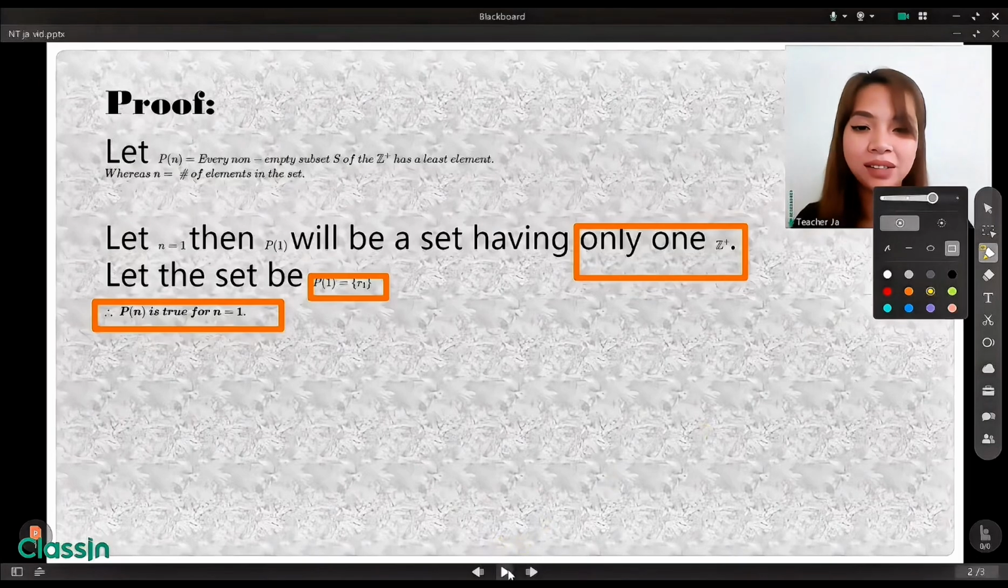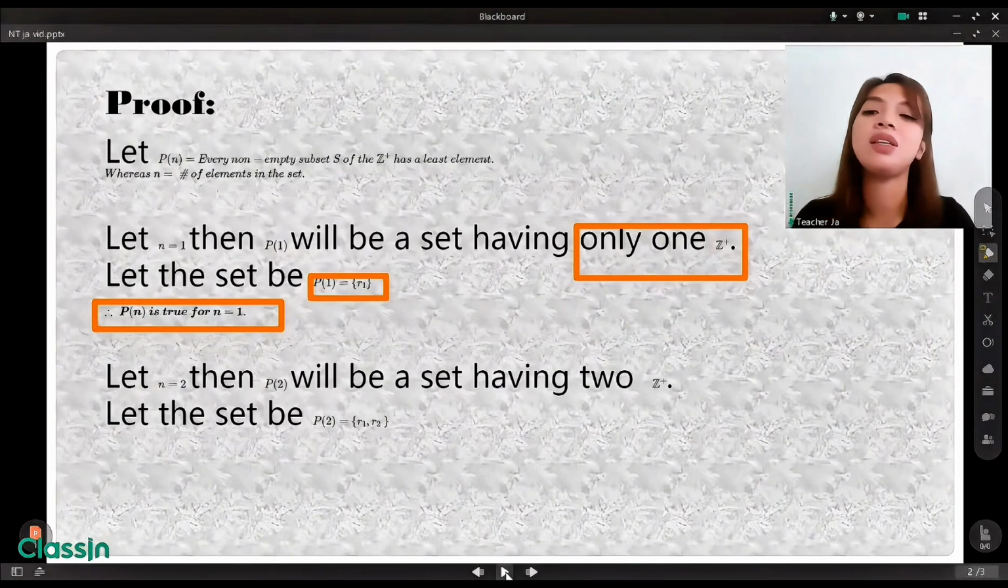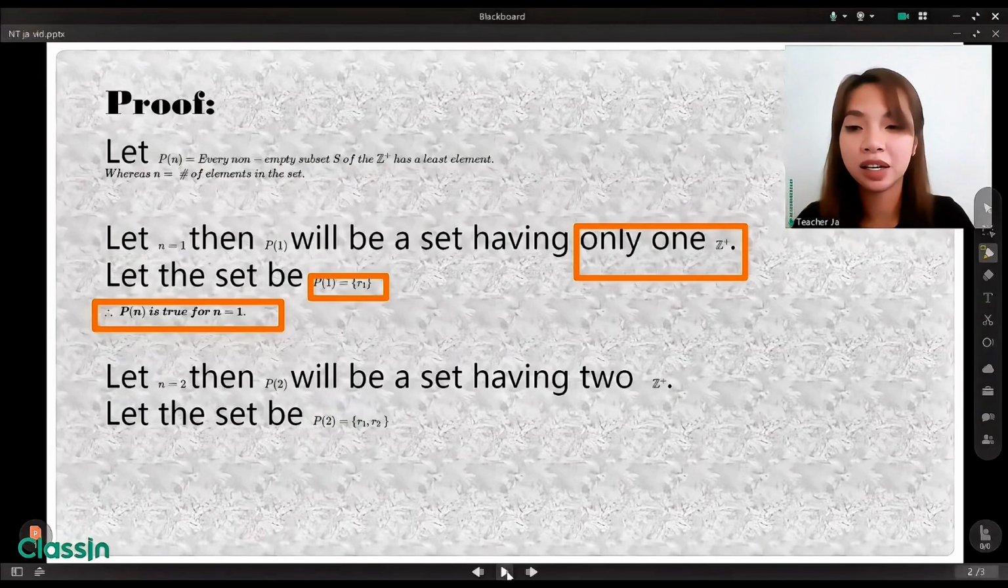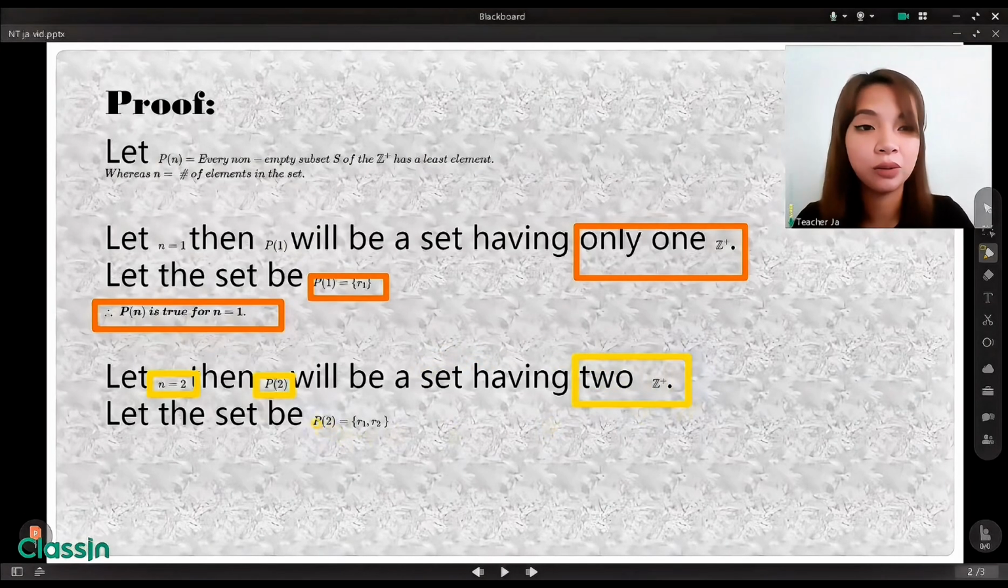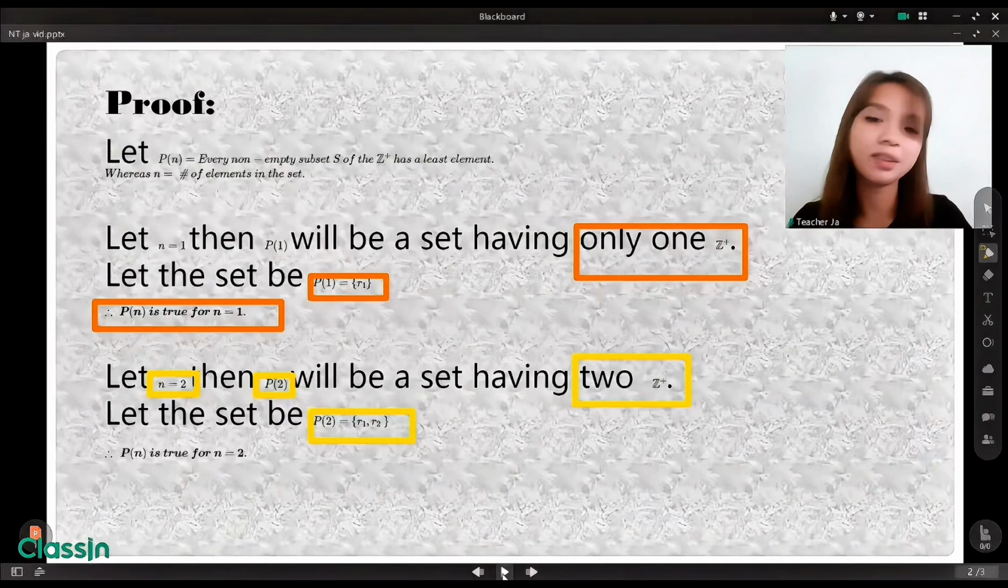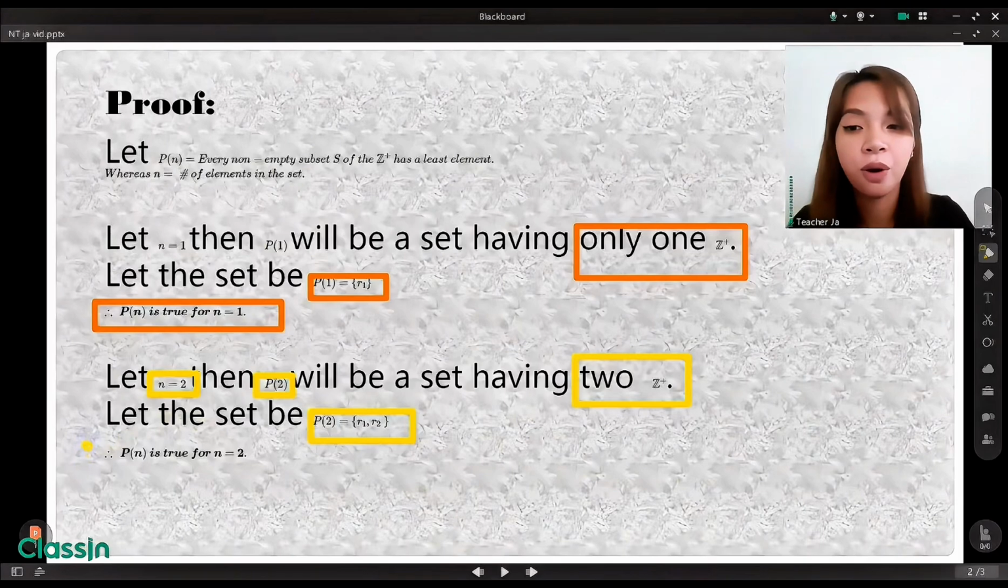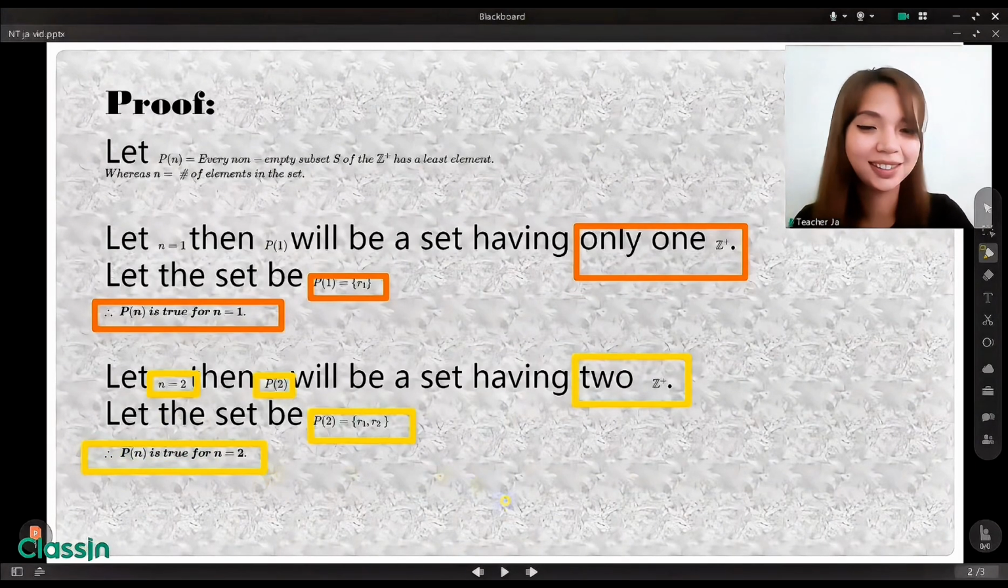Now let's move on. What about the case n equals 2? Then we have P of 2, and we know that the set has two positive integers. So P of 2 equals the set of r of 1 and r of 2. With that in mind, P of n is true for n equals 2.